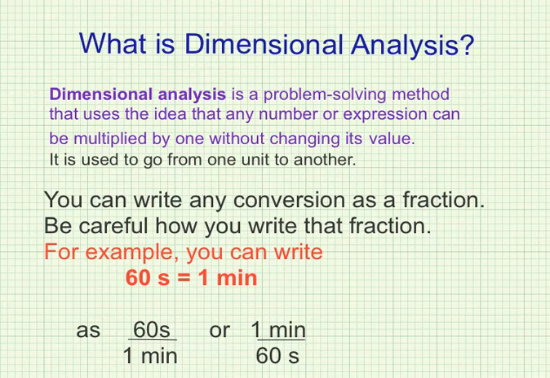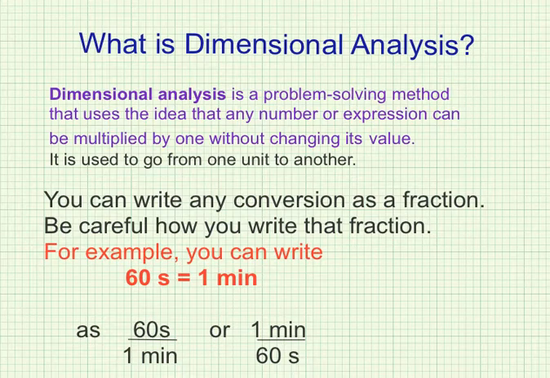Welcome back, and today we're going to take a look at dimensional analysis. Basically, dimensional analysis is going to permit us to convert one unit to another and still retain the original value. So, for example, if I said I have 5 minutes, that's going to equal 300 seconds, and those two are equivalent. They're equal to each other.